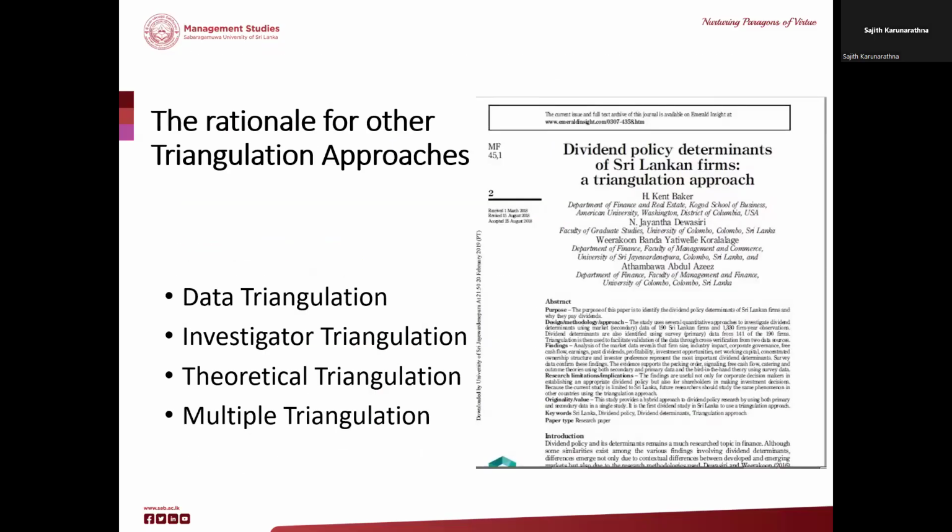So there is a rationale for other triangulation approaches as well. Triangulation, I'm not going to discuss this today. Even though I don't think this is necessary for you, if you need me to explain it, please write it in the Q&A. If you need it, I'll explain that as well in 5 to 10 minutes.